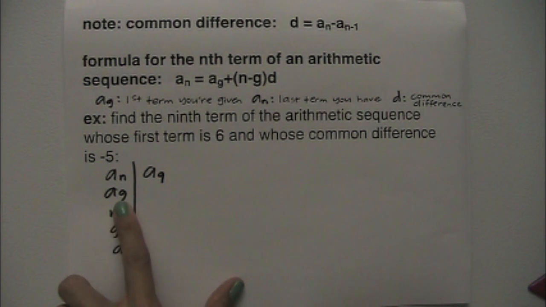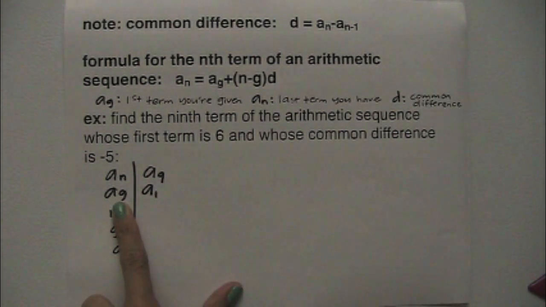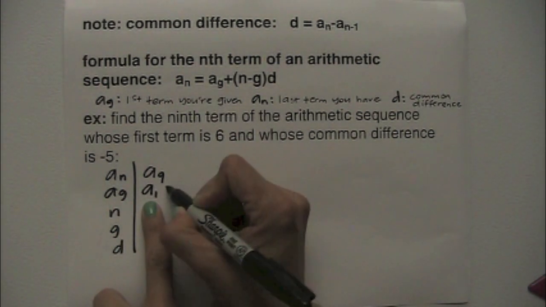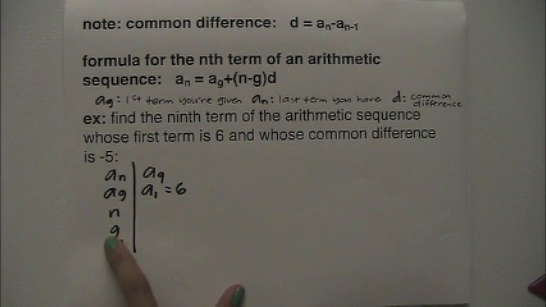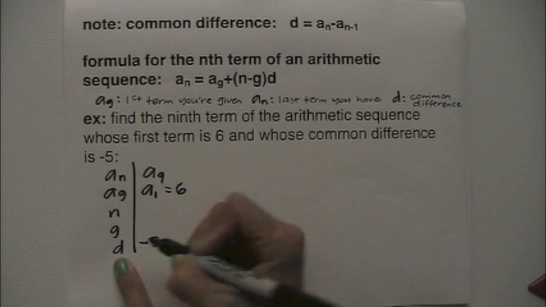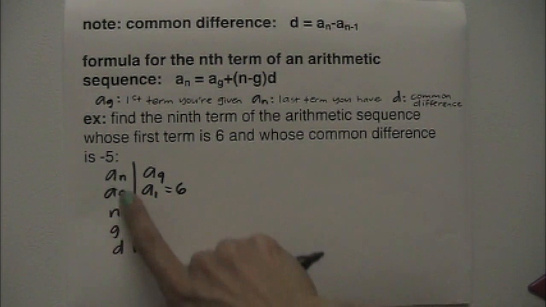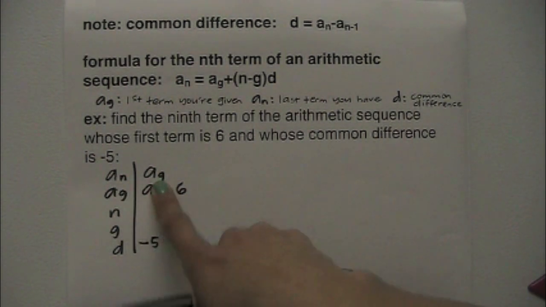a sub g would be, again, the first term that you're given. It says first term is 6, so that would be a sub 1, and it's equal to the value 6. And your common difference is -5, so we're going to plug in a -5 for d. And if you'll look right here, it says a sub n and a sub 9. We're going to let n equal 9.